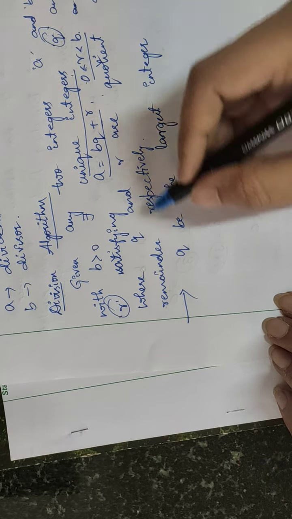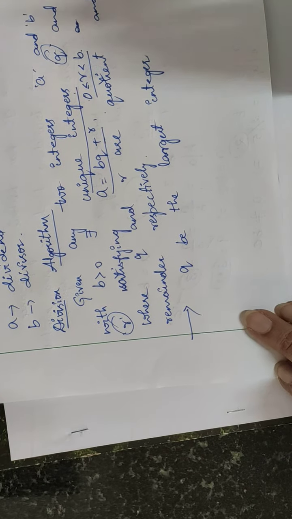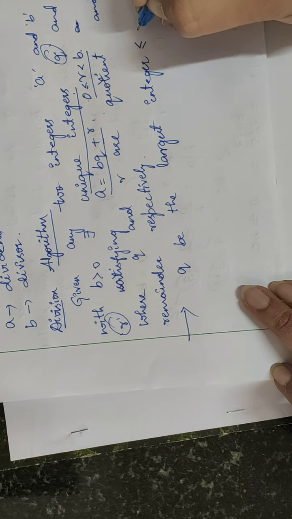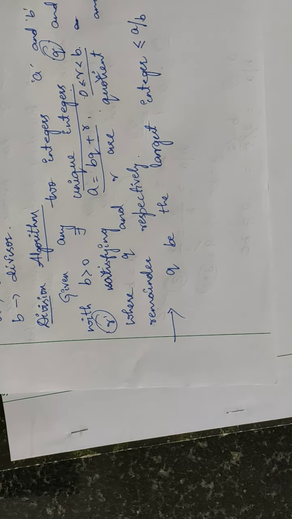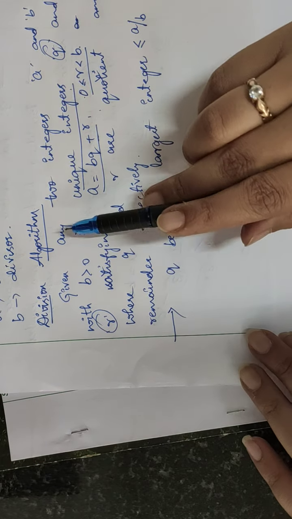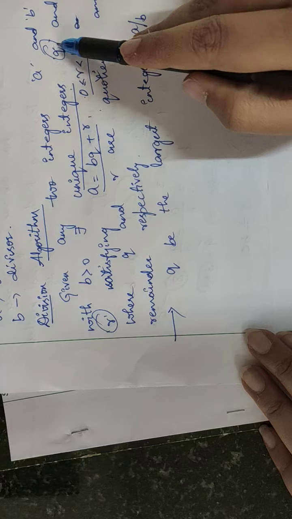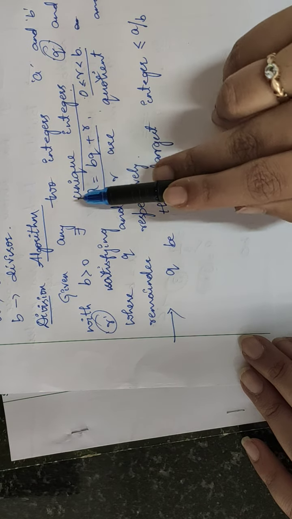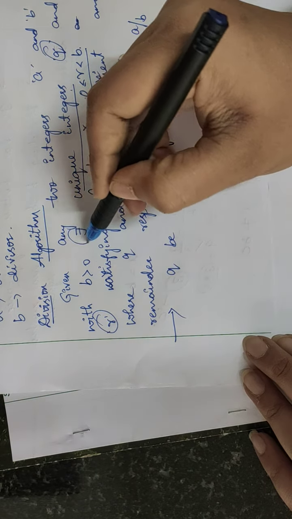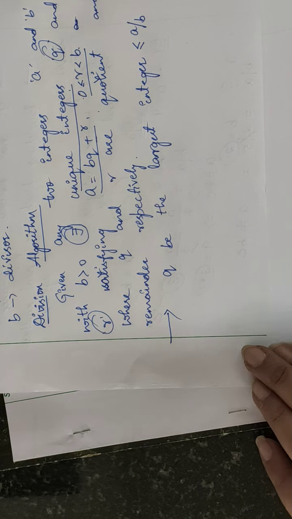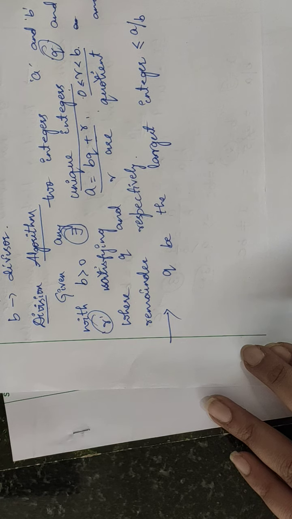Okay, so if q is the largest integer, then this will be less than or equal to a by b. I repeat, in the statement they have given that there exists a unique integer satisfying the condition a is equal to bq plus r. That means first we have to prove the existence of a quotient and remainder, then we have to prove that the existing quotient and remainder are unique, right?